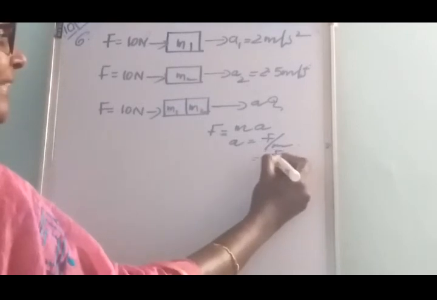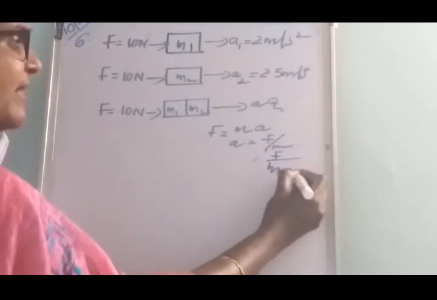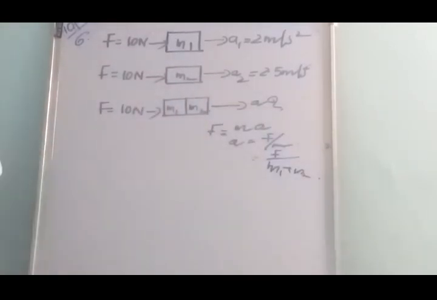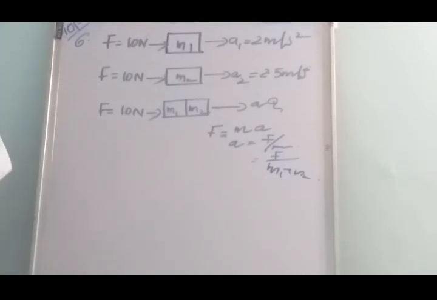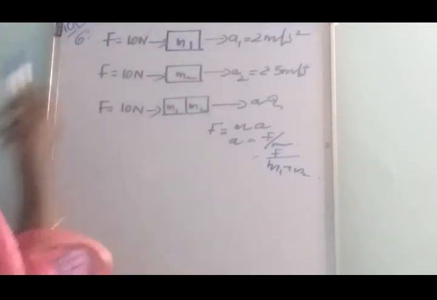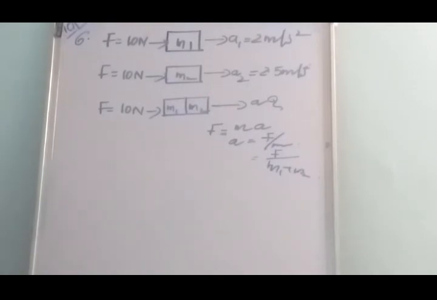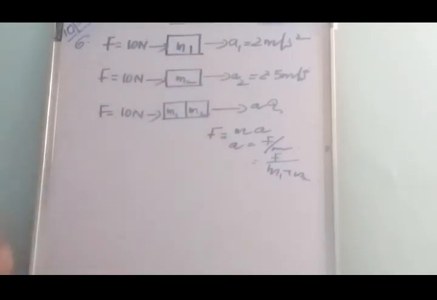Here both the masses are tied together, so we have to write m1 plus m2. A equal to F divided by m1 plus m2. But we don't know what m1 and m2 are, so first we have to find m1 and m2.